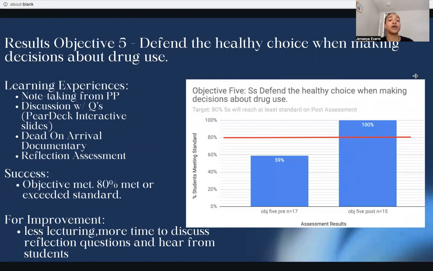So this objective was discussed during the fentanyl documentary video that I mentioned before. Again, we went over briefly what fentanyl was about through a Google slide deck with Pear Deck interactive slides. Then I introduced them to the documentary video. They watched it, and then there was just little time for them to complete the reflection assessment, which I really wanted to get to and have a little bit of time at the end to talk about it, but we were just out of time.